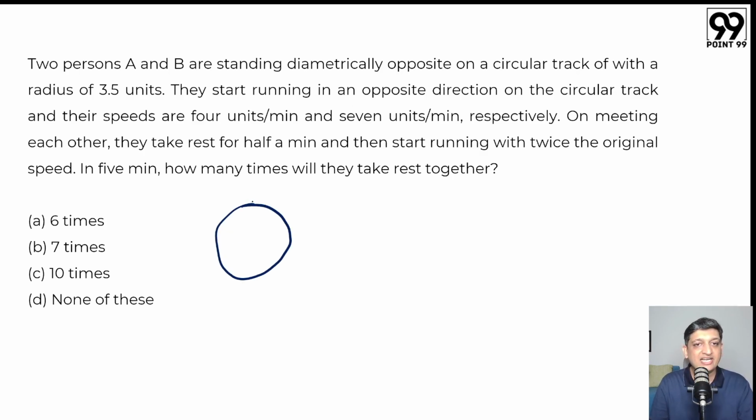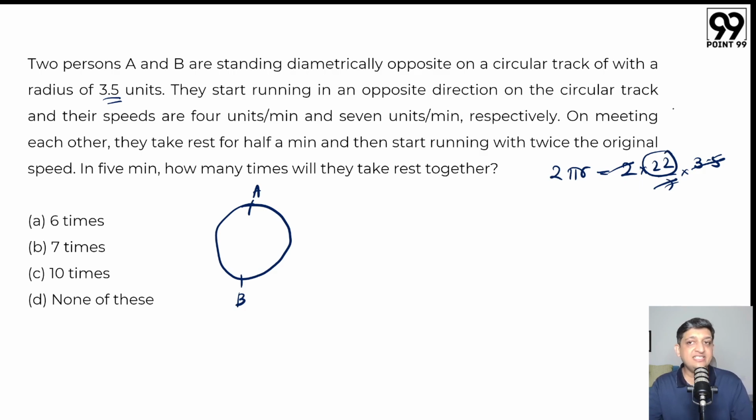So let's draw the circular track. Let's say A is present here, diametrically opposite B is present. Now we know that the radius is 3.5. We know that the circumference of a circular track is going to be 2 pi r, or if you do 2 into 22 by 7 into 3.5, we will see that 2 into 3.5 is 7. So 22 units is the circumference of this entire track.